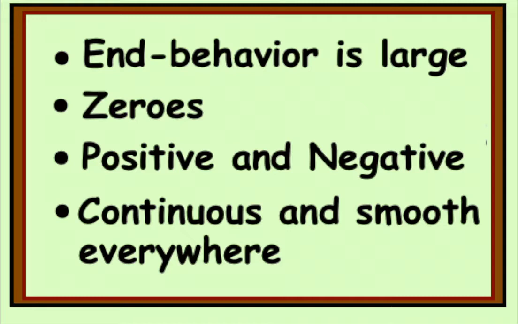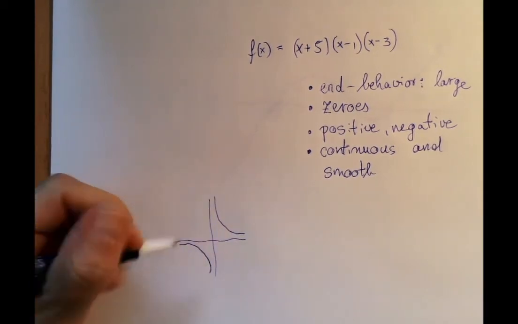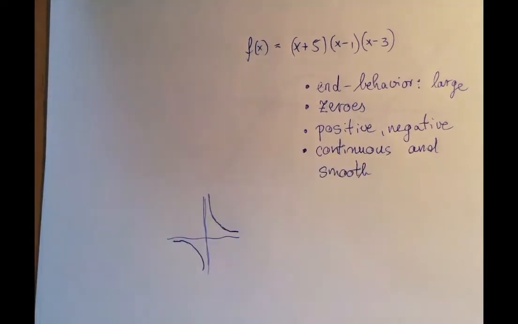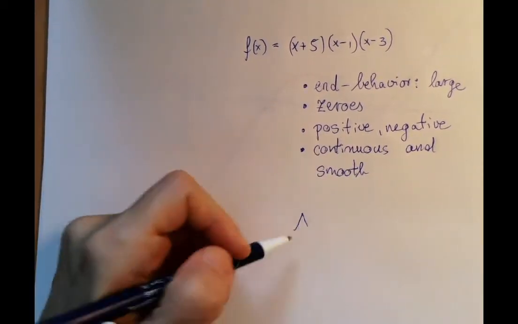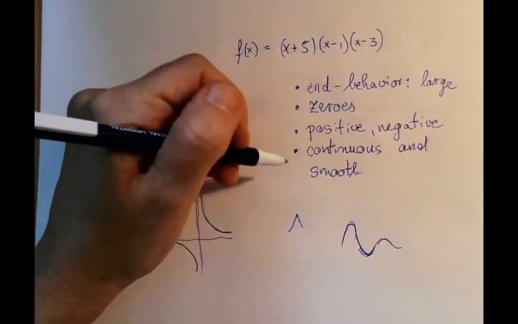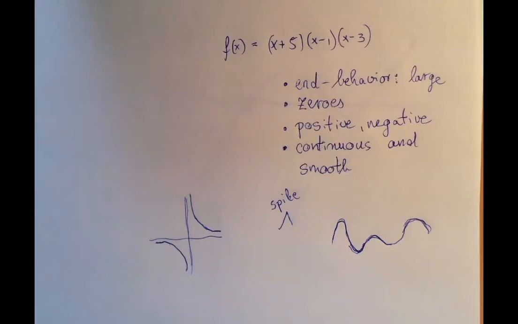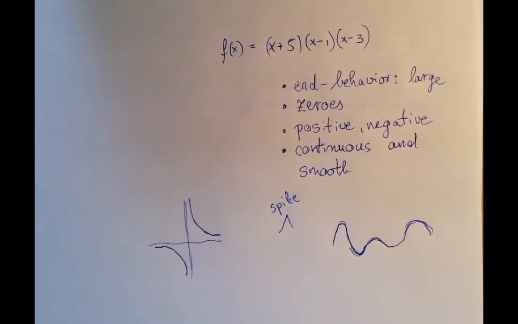Continuous means you don't have to lift your pencil to draw the whole thing. So, for example, 1 over x is discontinuous. It has a discontinuity at 0. Polynomials don't have any kind of discontinuities. And smooth means there are no spikes, no sharp edges like what absolute value produces. So smooth means no spikes. This is a spike. But as long as we keep these two rules, then we are pretty close to what polynomials look like when graphed.